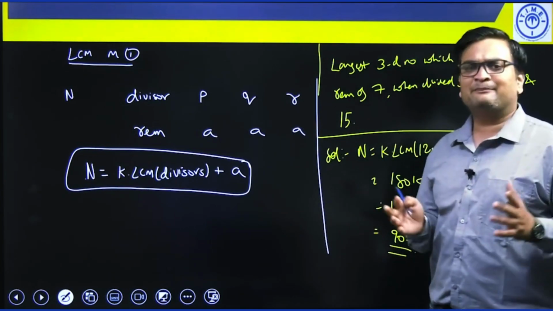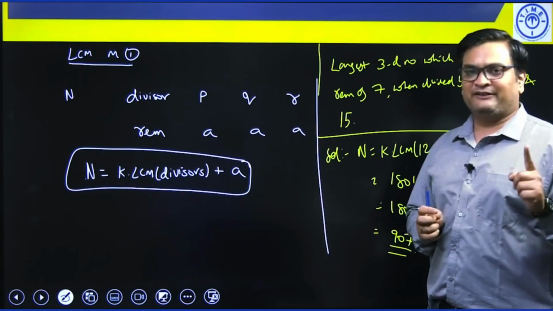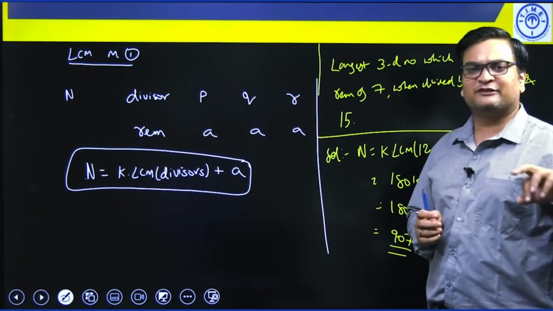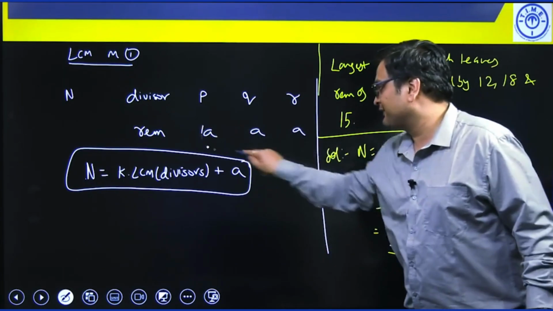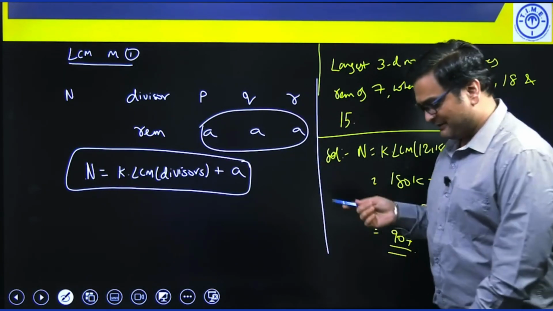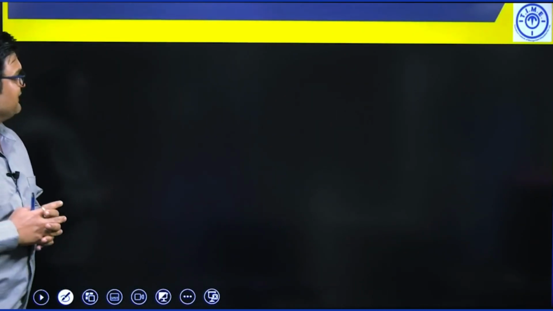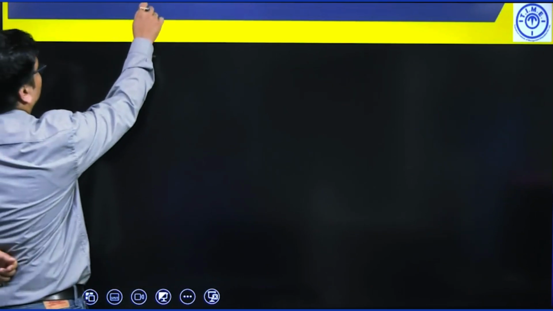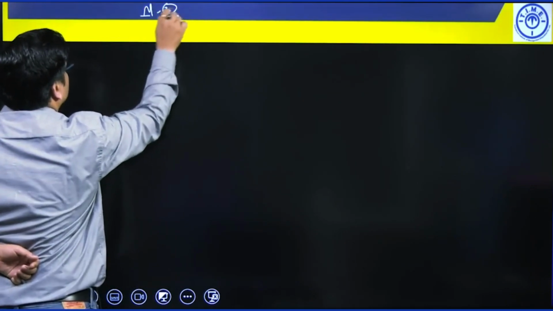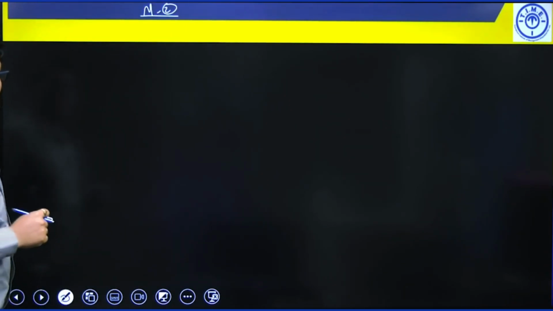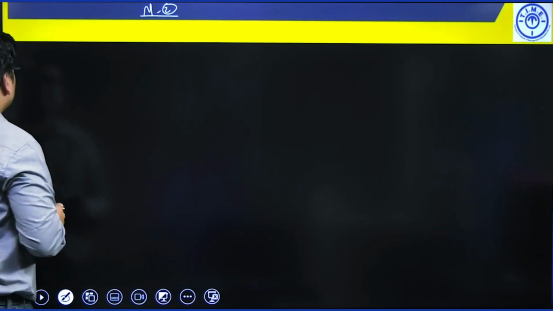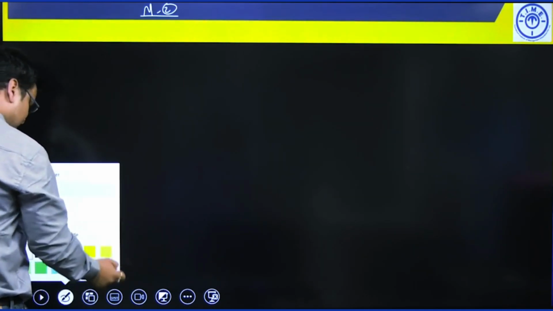So just to recap, how do I identify whether the problem is model 1 or model 2? The model 1 identifier is common remainders. It should be the same remainder. So this was your LCM model 1. Now let's move on to LCM model 2. For LCM model 2, let's take up an example.